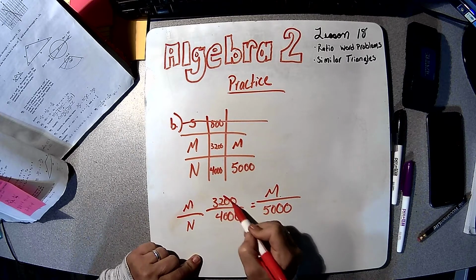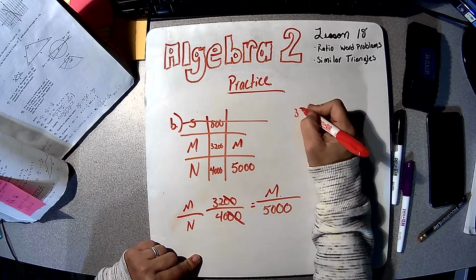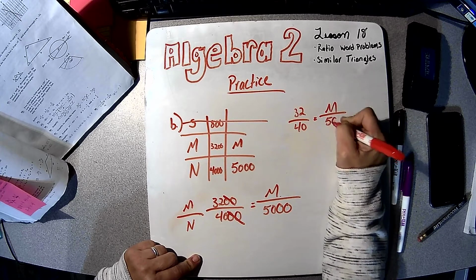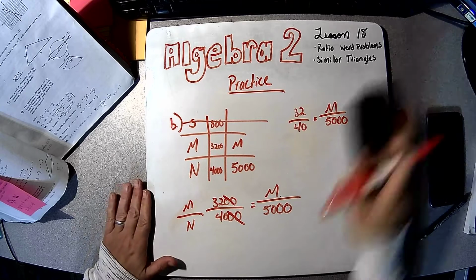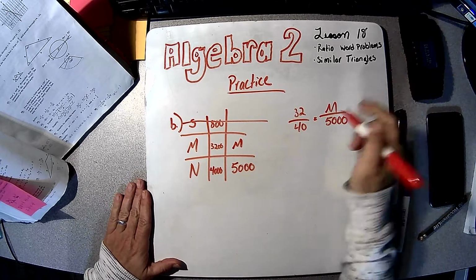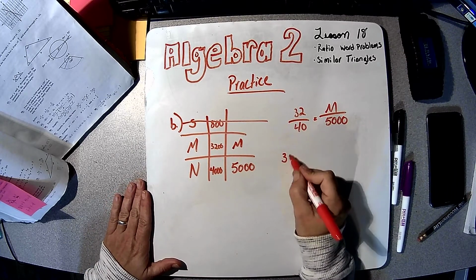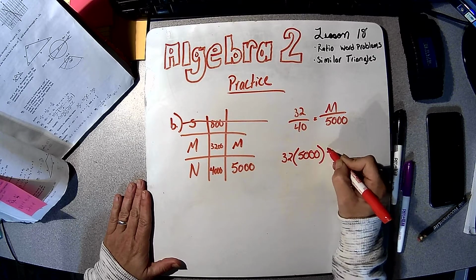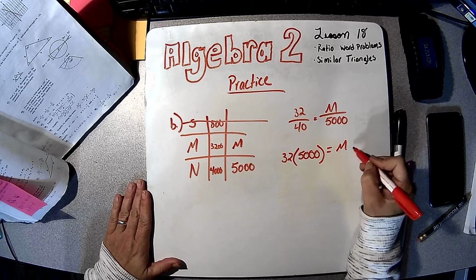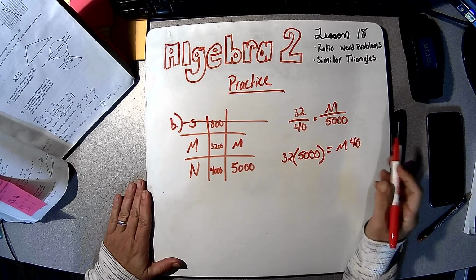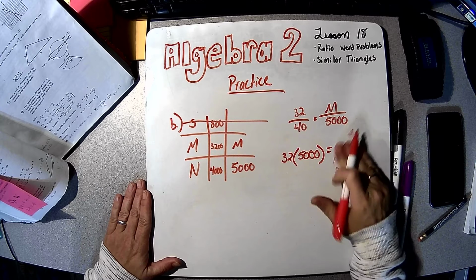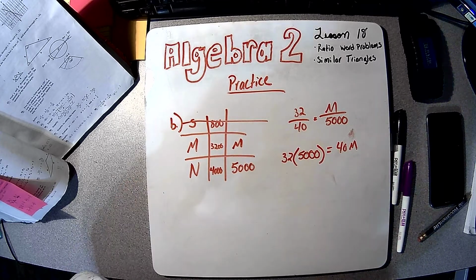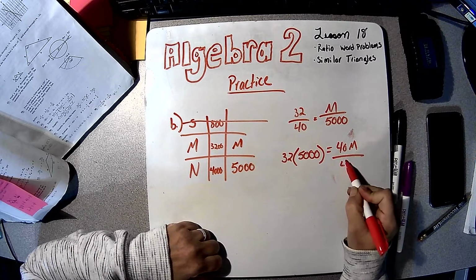Now, if we wanted to reduce this, we could. We could say 32 over 40 equals M over 5,000. And then we're going to cross multiply, so we're going to say 32 times 5,000 equals M times 40. We'll write that the other way. 40M. So there's our equation. And now we have to divide by 40.